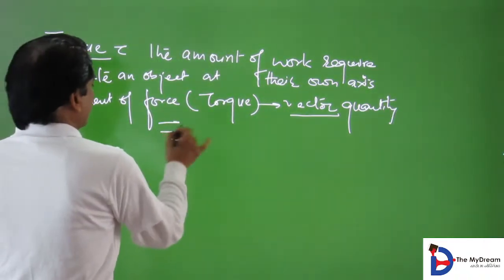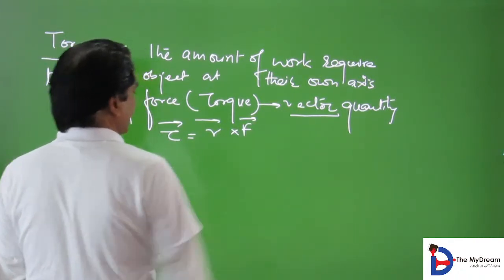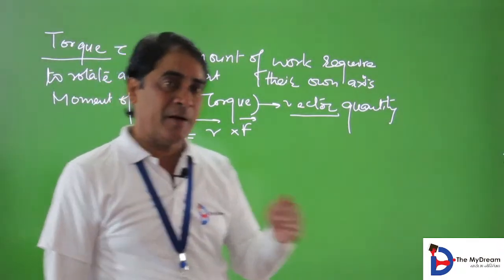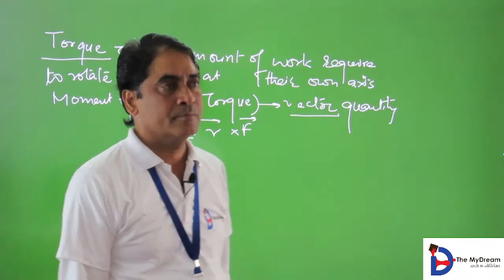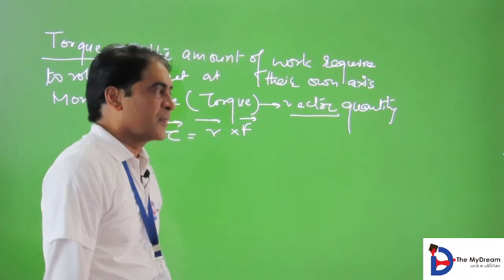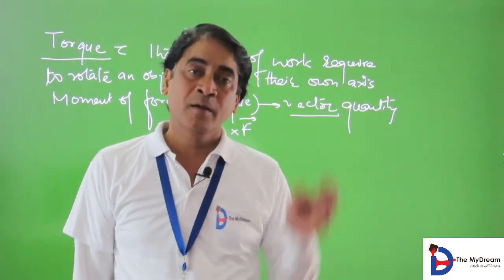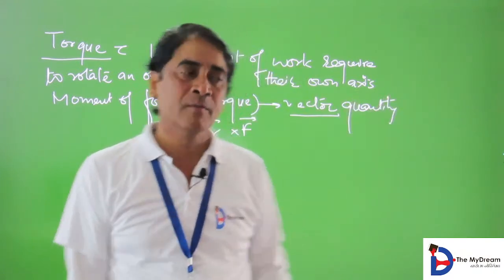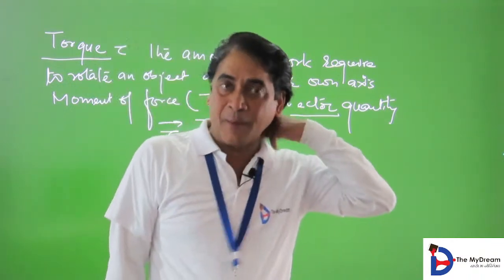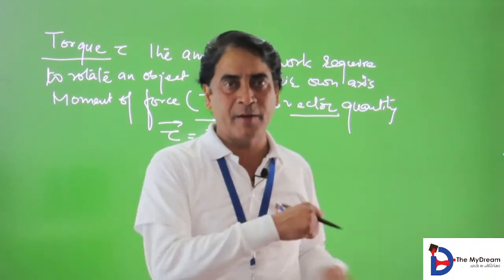Torque is equal to force into perpendicular distance. Greater is the perpendicular distance, lesser is the force applied. As you see, the fan's blades, if they are longer, less force has to be applied. If you want to do a couple dance, if the arms are long, less force has to be applied. If the arms are short, it will look like a fight is going on.